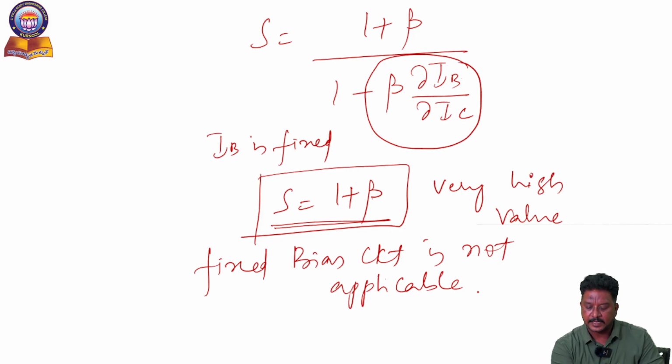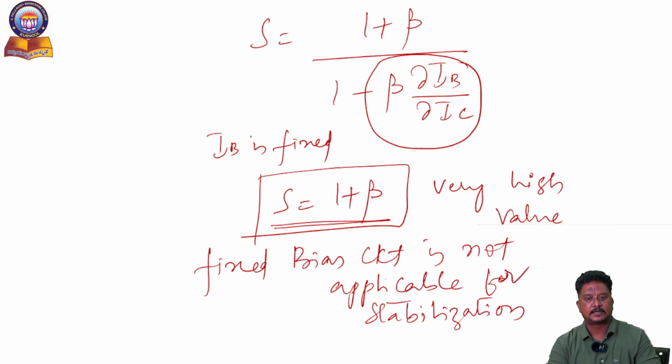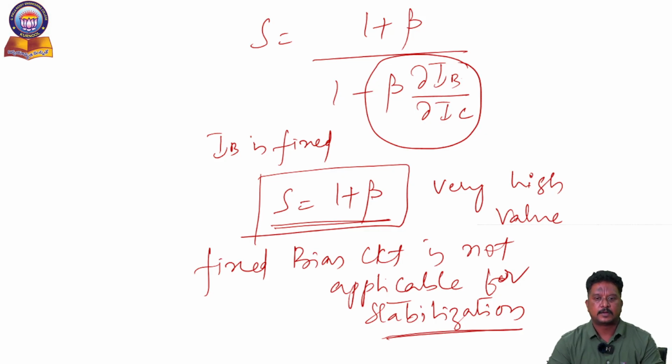From this we can easily conclude that the fixed bias circuit is not applicable for stabilization of the operating point or continuous working of a transistor to achieve faithful amplification. In the next class we will conclude why the fixed bias is not applicable for a practical scenario by working through one numerical.